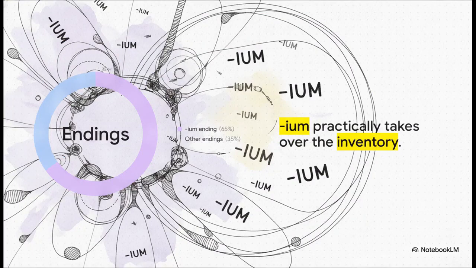But actually, scratch that. There is one suffix that totally dominates the whole shebang, and that's "um." Think about it. Lithium, beryllium, sodium, magnesium, the list just goes on. As the sequence expands, that ending practically takes over the entire inventory. It becomes the standard linguistic rhythm of the elements.